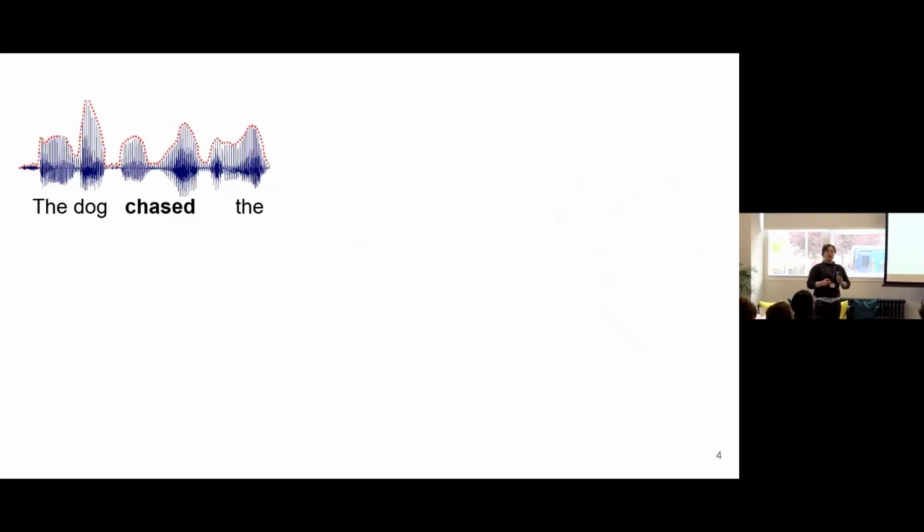Speech is also context, right? If I tell you the dog is chasing the cat, you're not surprised. The dog is chasing the chicken, not surprised. Maybe a little bit more surprised. Dog is chasing an elephant, very specific context, surprise.